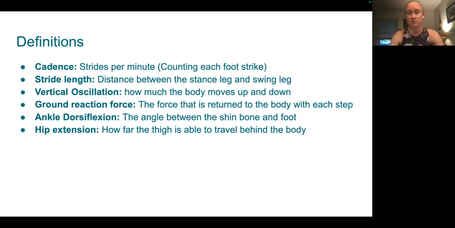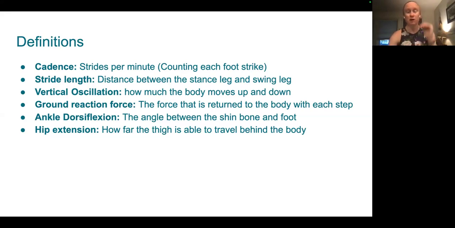And then stride length is the distance between a stance leg and the swing leg. So that's the distance between when your right foot hits the ground and when your left foot hits the ground next. That would be the stride length. Also a measure that is in most watches these days.